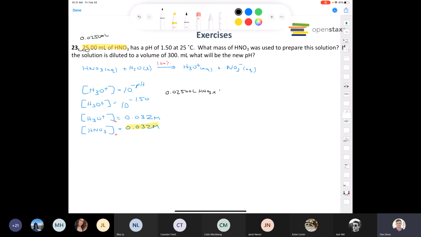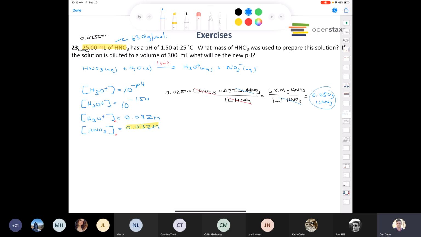multiplied by the concentration, which is 0.032 moles of HNO3 for every 1 liter of HNO3. Our volume of HNO3 is going to cancel. Now, if I want to know the mass, I need to know the molar mass of nitric acid. I went ahead and looked it up instead of calculating it myself. I was too lazy. It's 63.01 grams per mole. But I know you all know how to do that. So I have 63.01 grams of nitric acid and 1 mole of nitric acid. And look at this. These cancel, and I end up with a mass of nitric acid, and I get a mass of 0.050 grams of HNO3.